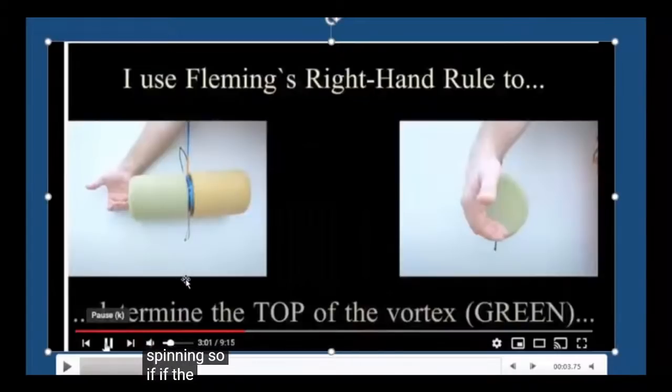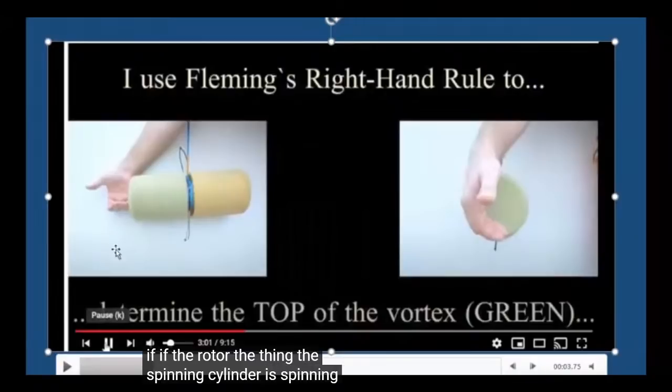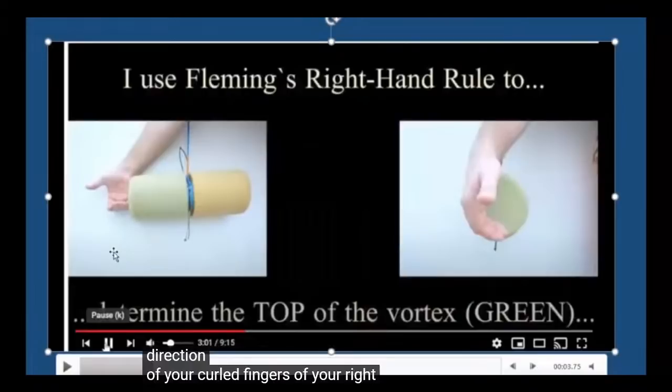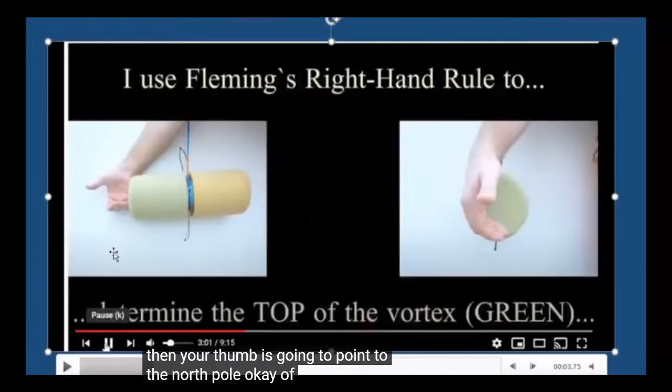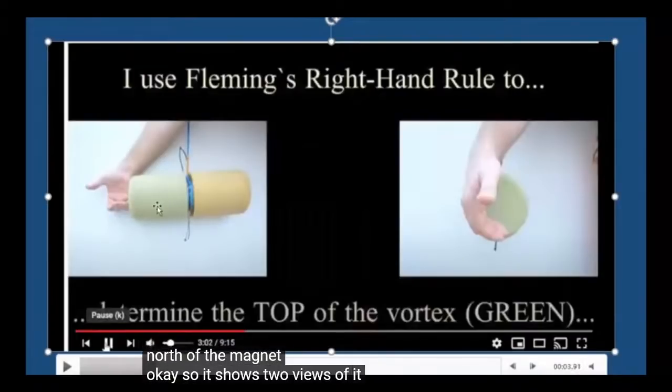So if the rotor, the spinning cylinder, is spinning in the direction of your curled fingers of your right hand, then your thumb is going to point to the North Pole of the magnet. It's going to point to north of the magnet. So he shows two views of it here.